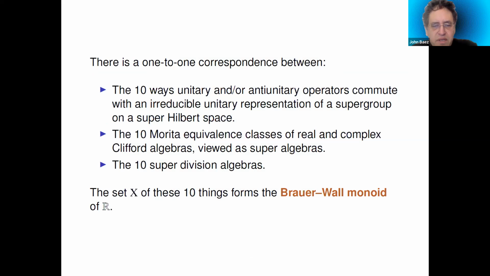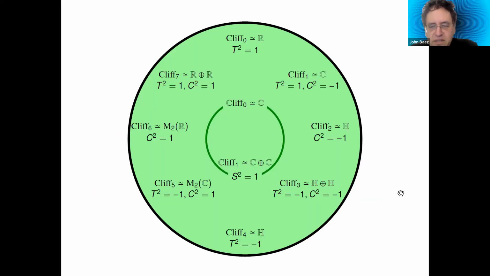And so it's not obvious how this classification of superdivision algebras maps onto this classification of possibilities for T and C anti-unitaries. So that is just a big calculation as far as anyone that I know knows.